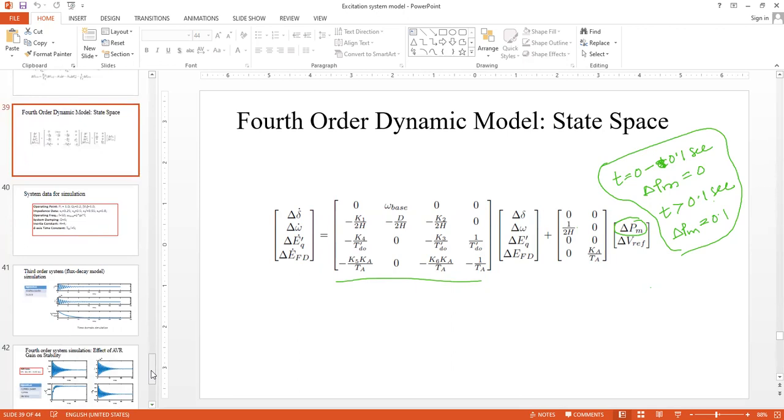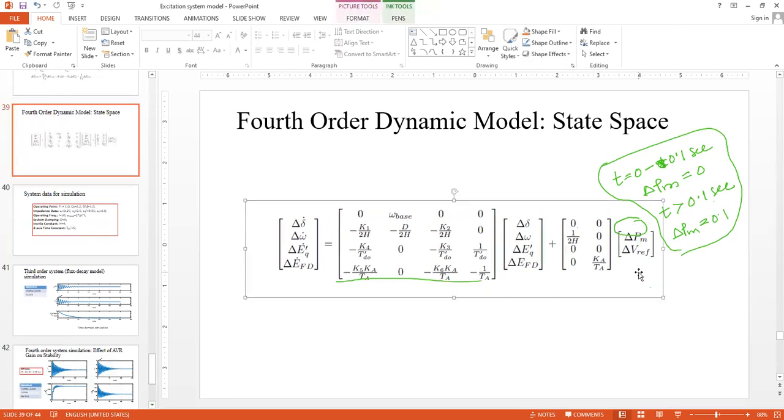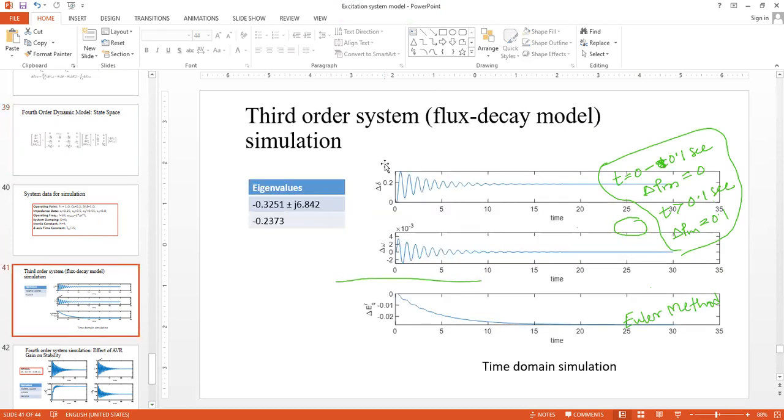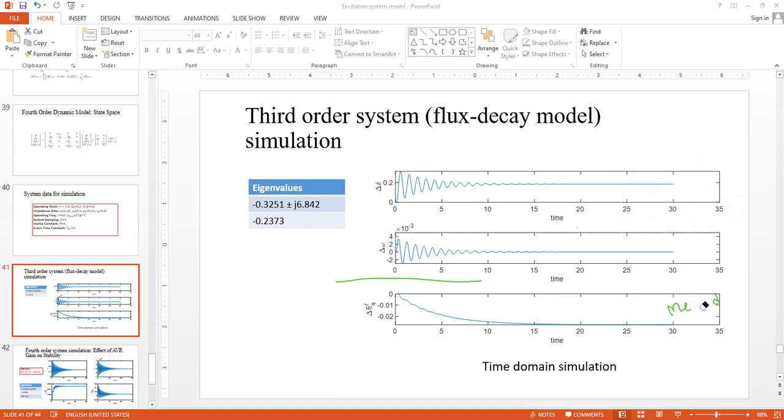The simulation was done with the help of a numerical integration technique, the Euler method. Once we did that, we started with the third order system, because we are trying to look at the effect of varying the voltage regulator gain, Ka, on the system stability. To start with, I simulated the third order system, meaning we have not included the fourth state variable.